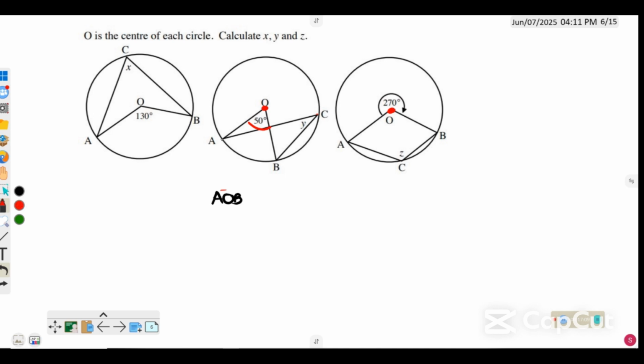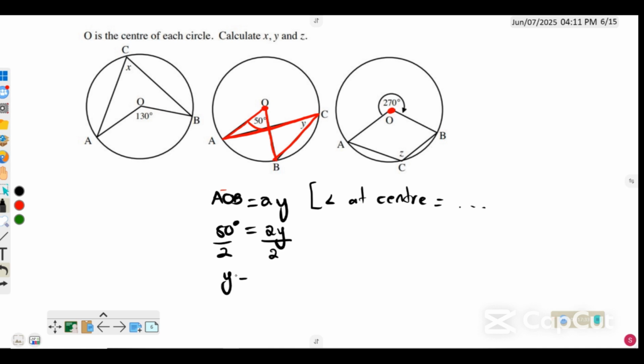As we trace, you can see that the arc AB subtends that angle of 50 degrees at the center, but the very same arc subtends another angle which is y at the circumference. So AOB should be twice y again for the very same reason. Angle at center equals 2 times angle at the circumference. But AOB is given to be 50 degrees, which is 2y. Divided by 2 on both sides, so y is equal to 25 degrees, just like that.